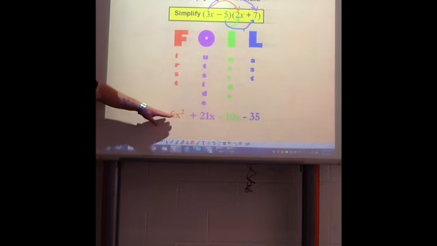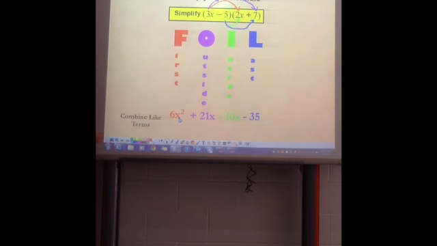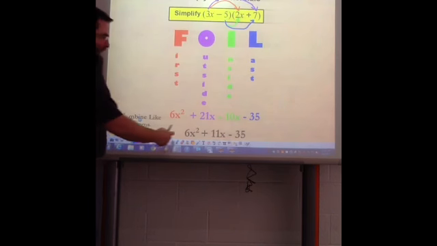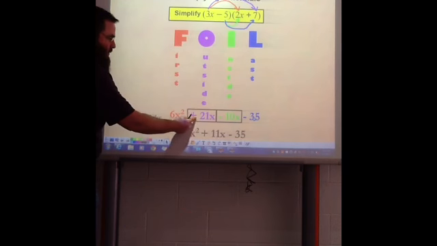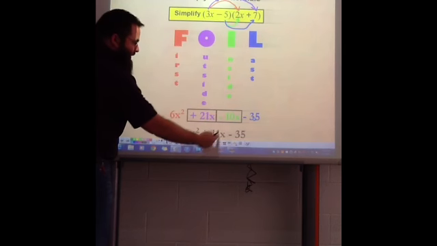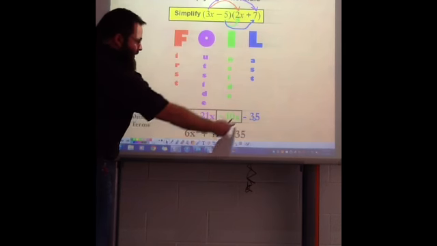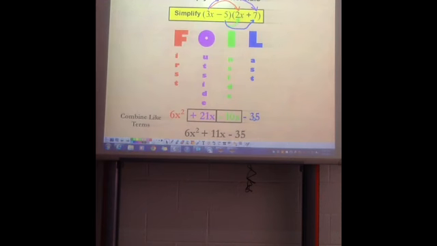Okay? So this is in standard form, except for the fact that we have to still combine like terms. So when we combine like terms, that's going to give us 6x squared, the 21x and the negative 10x come together to make 11x, and then negative 35.